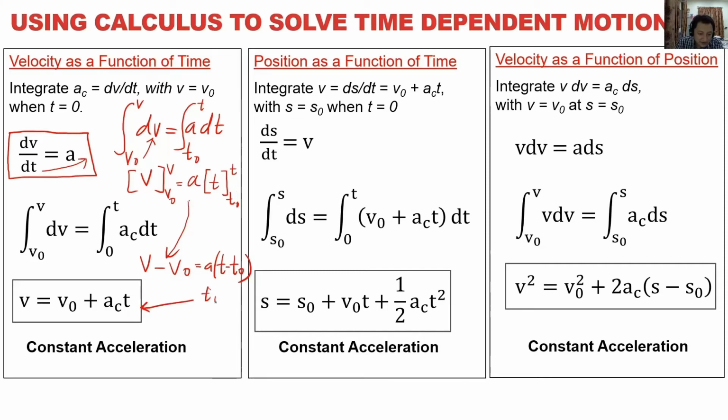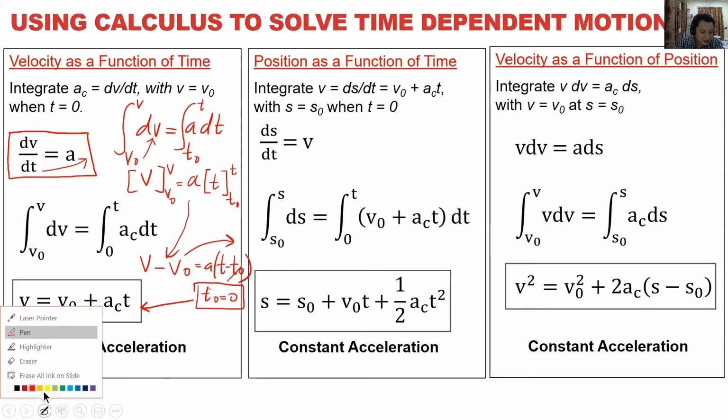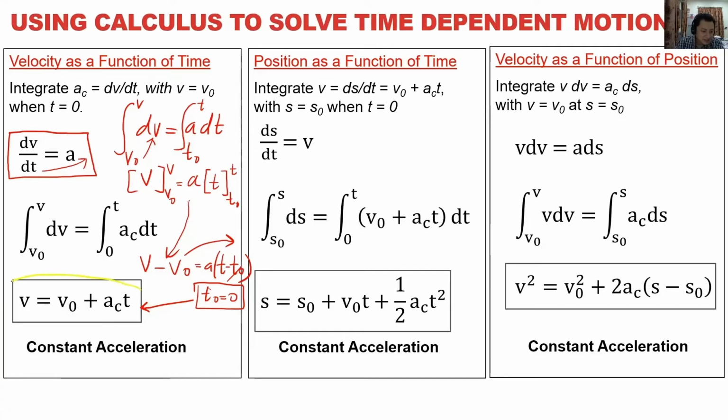If your t naught is equal to 0, which almost all the time it is, this one is gone, and you bring this one over there and you get this equation. Among the equations, this is an important one. This one works if you have a constant acceleration. For constant acceleration.